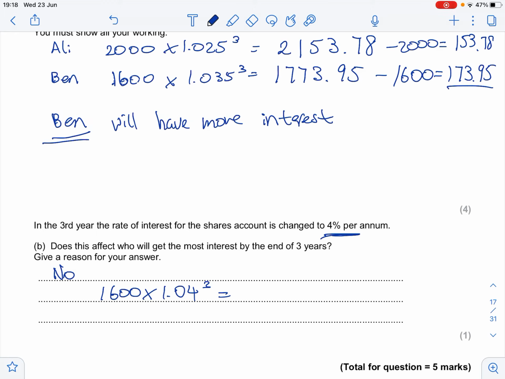In the third year, the rate of interest for the share. So just ignore this part. So it's only the third year that has changed. Therefore, the first 2 years, it's still 1.035 for the first 2 years.